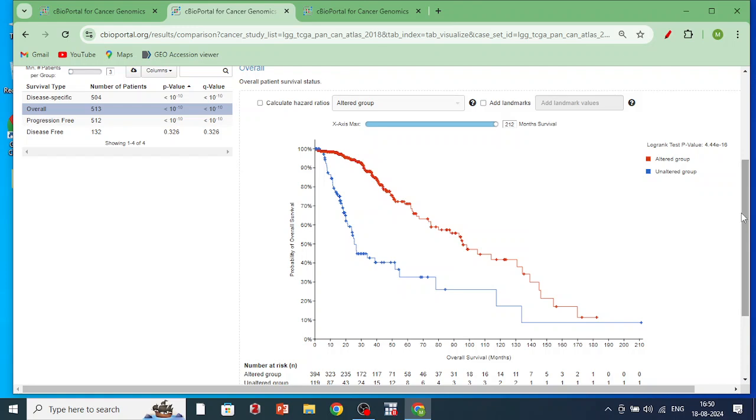group and unaltered group. So the altered group are IDH1 mutated patients, and the unaltered group is IDH1 wild type patients, and you can clearly see that the patients having this alteration actually respond much better. They have a much longer average survival. So IDH1 mutation is actually a good indicator in terms of patient prognosis.